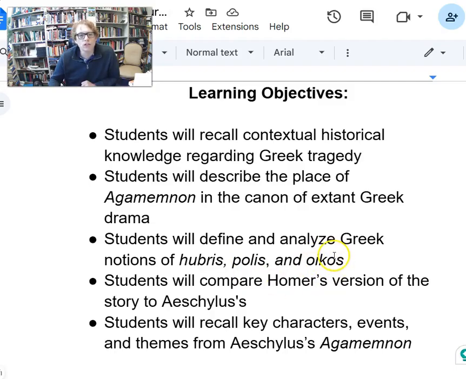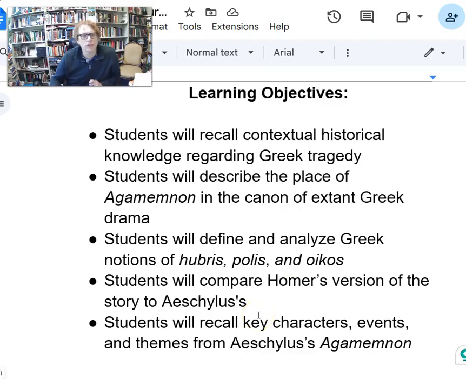And oikos, which is a smaller family unit, which is your family and your household, the people who live in your household. And we're going to talk about loyalties between whether you're loyal to the polis or oikos, but we'll get there. I want students to be able to compare Homer's version of the story to Aeschylus's.